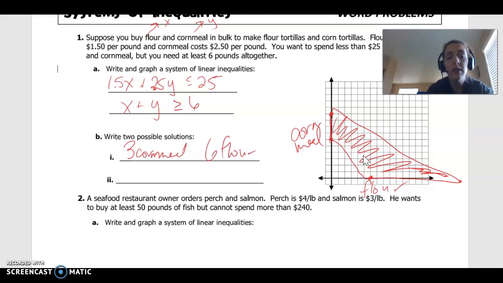That would be one solution because it falls right in here. Well, I could also have 8 pounds of flour and I could have 2 pounds of cornmeal. So you're finding your possible solutions based on what is in your shaded area.